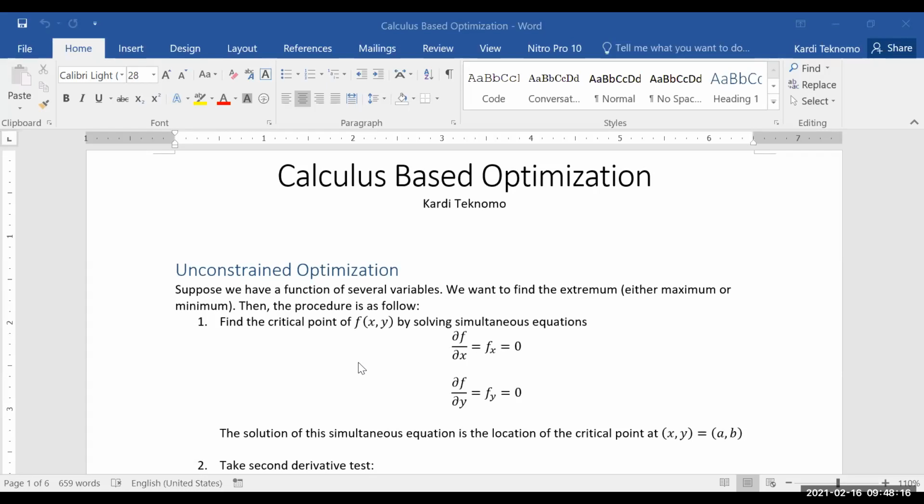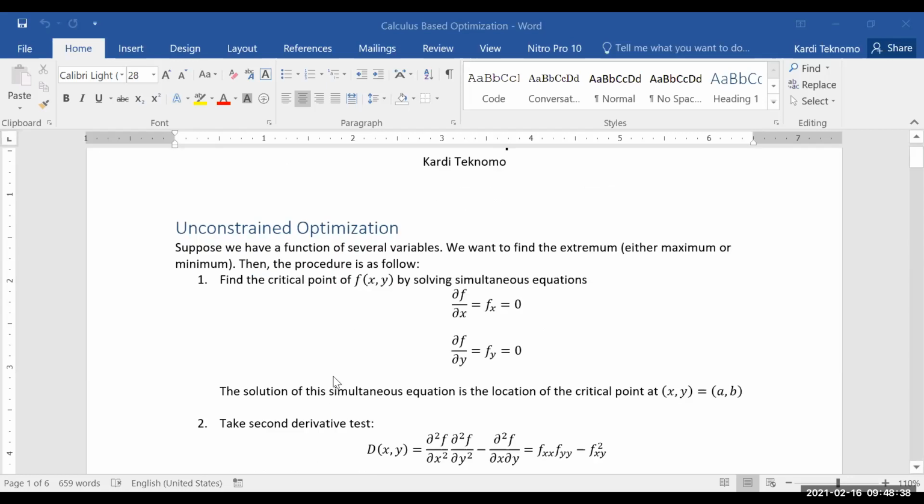Okay. So suppose we have a function of several variables, and we want to find the extremum. When I say extremum here, it is either maximum or minimum. Then the procedure is as follows. First, you find the critical point by solving simultaneous equations. You take the partial derivative to the first variable. For example, here I have two variables, x and y. You take the first derivative to x, and the first derivative to y, and equate it to 0. That is the first derivative. By solving this simultaneous equation, you will find the critical point where the extremum will be, which is the maximum or the minimum.